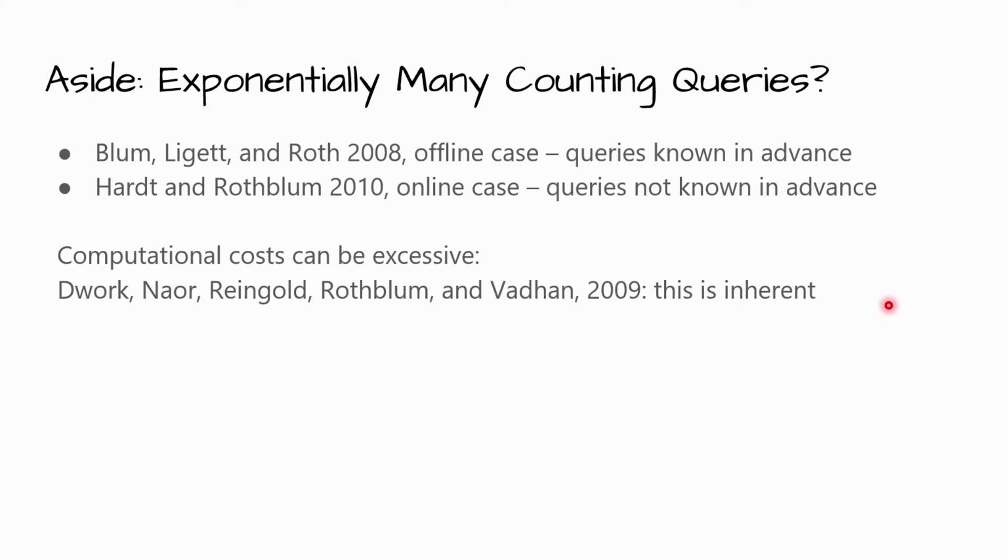Now, I've said that overly accurate answers to too many queries is disastrously non-private. Astonishingly, there are settings in which we can actually answer exponentially many counting queries. Not 2 to the n, but still something that's exponential in n. This is way beyond the scope of this talk, but I wanted to mention it here. One issue is that the computational cost of doing these very demanding things is very high. And that turns out to be inherent. There's no way around that.